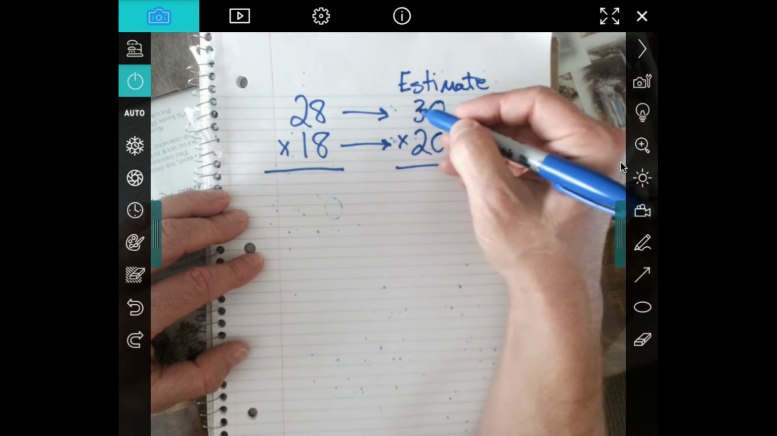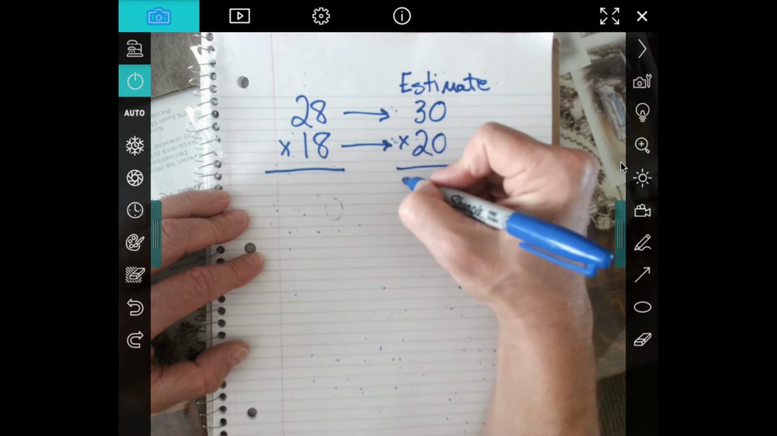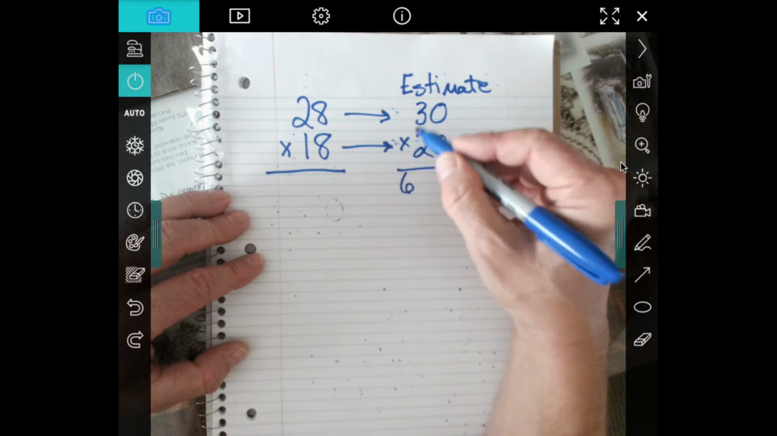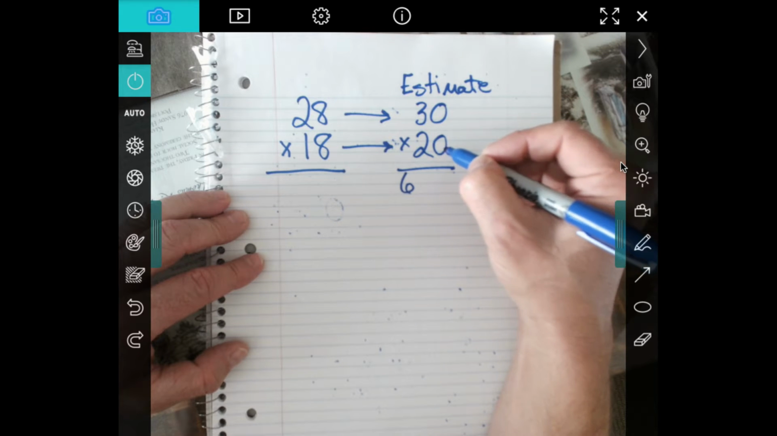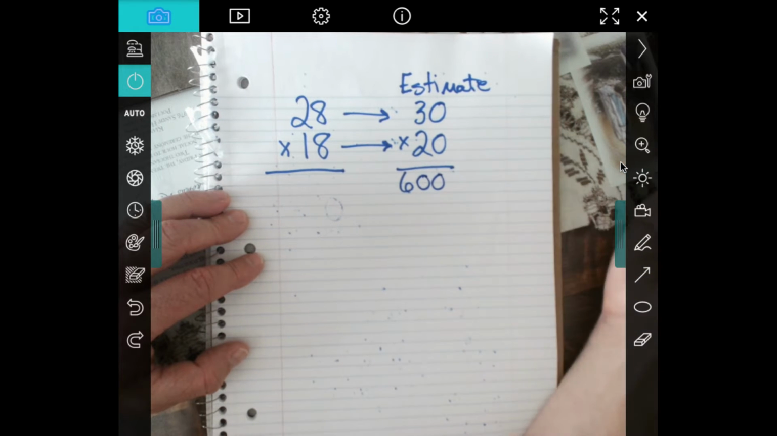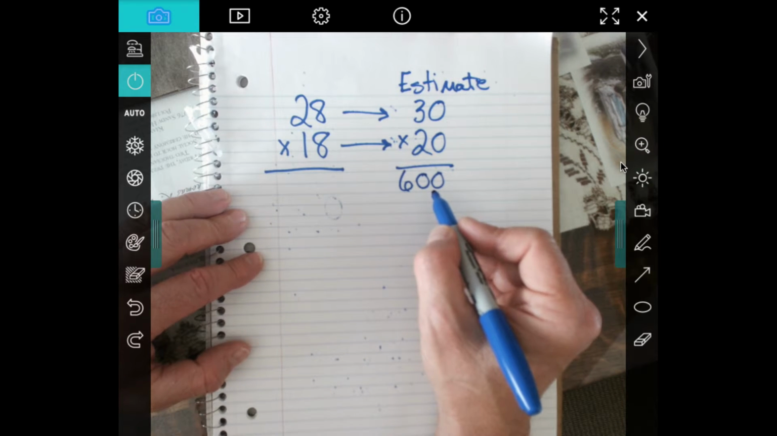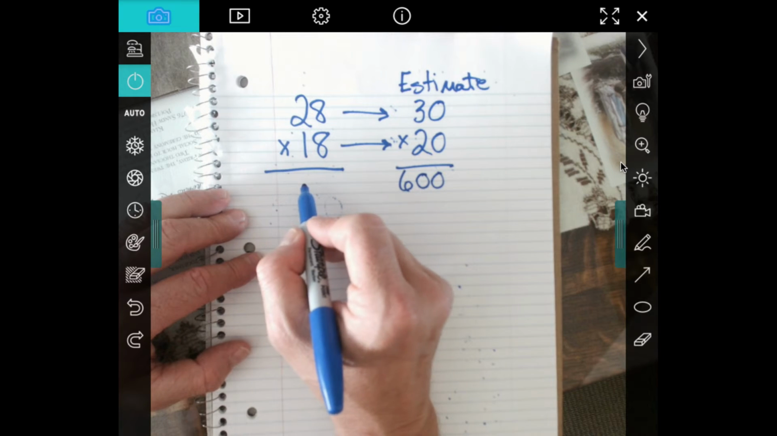First, use the base fact, 3 times 2. 3 times 2 is 6. Then count the number of zeros in both factors. We have 1, 2 zeros, so that means we need 2 zeros in the product. So our estimate is going to be 600. So now, how do you multiply this out?